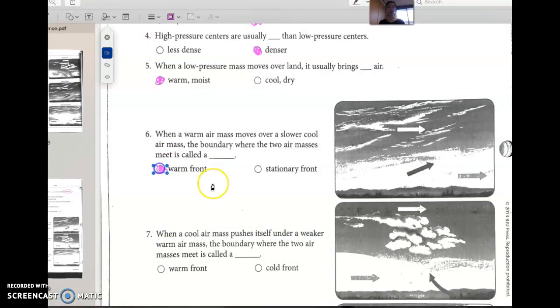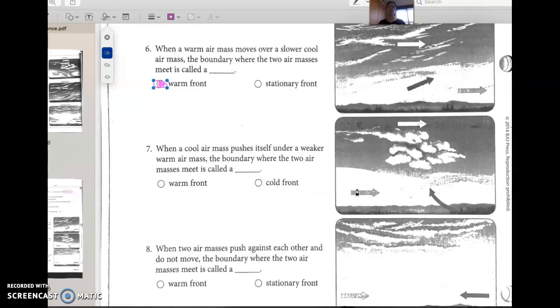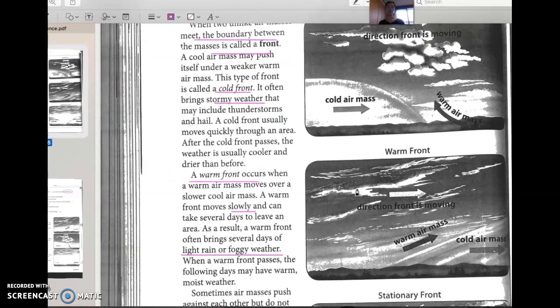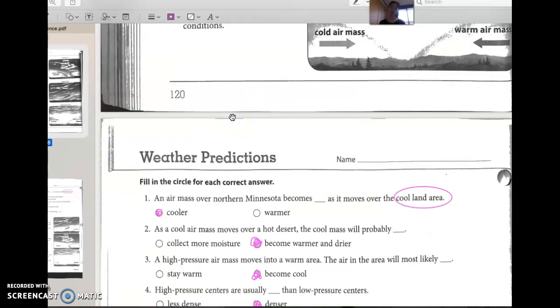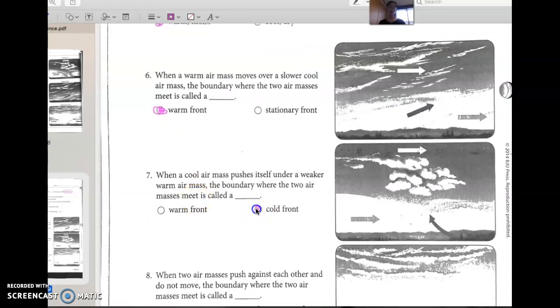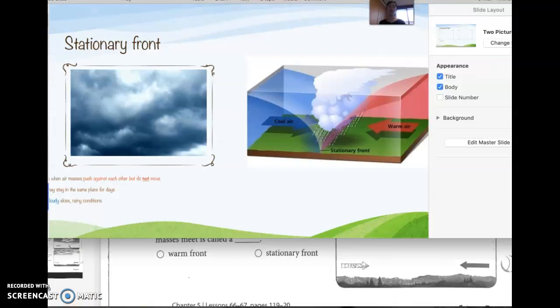All right. 7. When a cool air mass pushes itself under a weaker warm air, the boundary where the two air masses meet is called a blank. When a cool air pushes itself under warm. So if cool goes under the warm, cool air mass may push itself under a weaker warm mass. This is called a cold front. When two air masses push against each other and do not move, that's called a, very good, a stationary front.